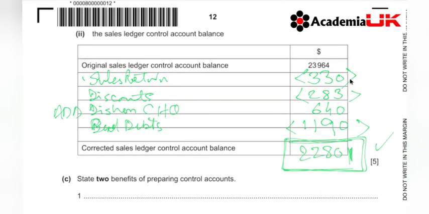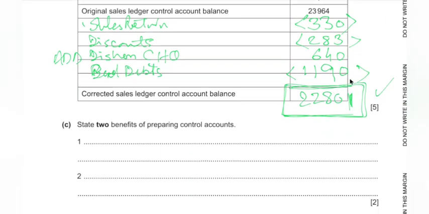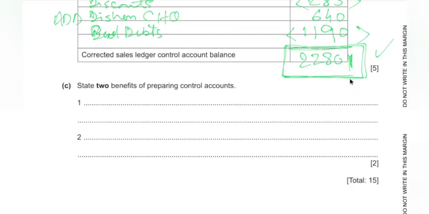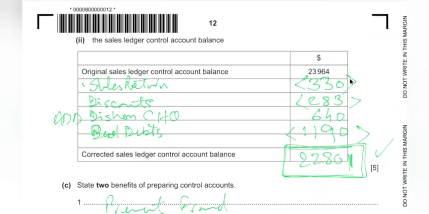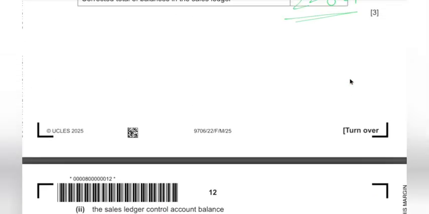These balances are matching. Now they are just asking you for two benefits of preparing control accounts. These are, they prevent fraud, they can help you in identifying any errors, correction. So that's just a simple copy paste thing. You guys can learn that from your notes.